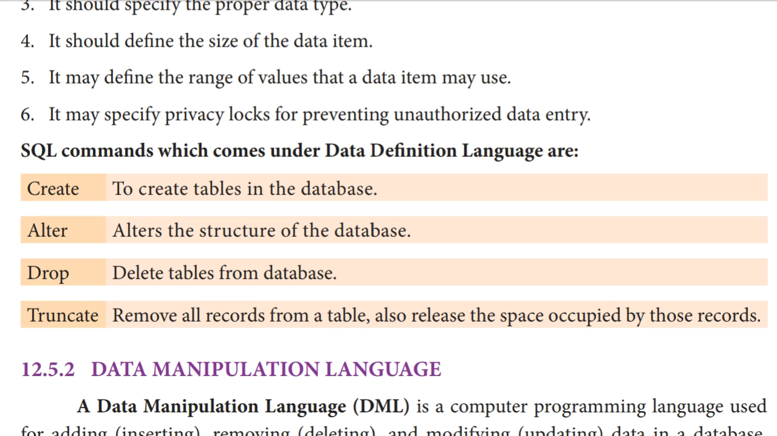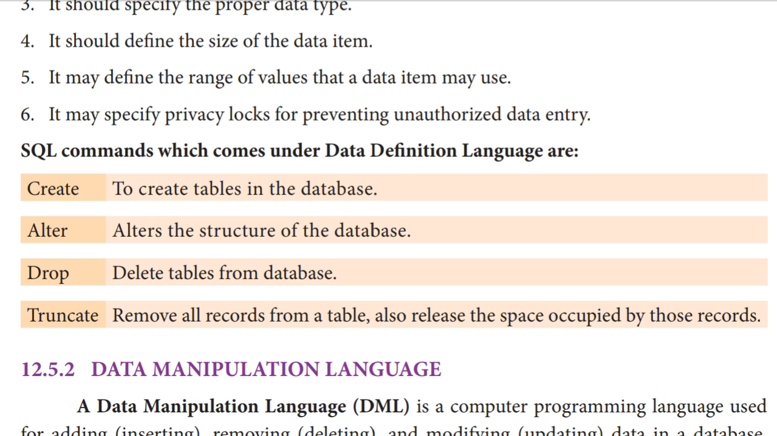Next one is drop. It deletes tables from the database. If you want to delete any table, at that time we can use the drop table command. So the complete table is deleted from the database. Next one, truncate. It removes all records from a table and also releases the space occupied by those records. If we use the truncate command, it deletes the records from the table, but the structure of the table will still be there; only the records are deleted.